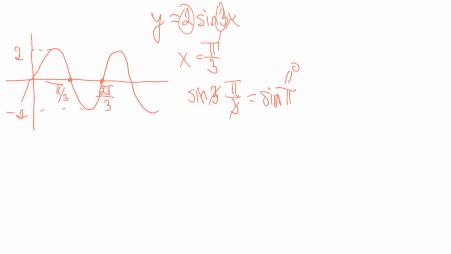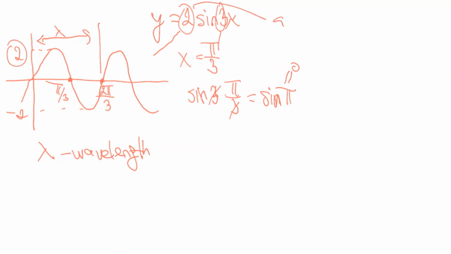And you see here, the distance starting from this point to here is called lambda. And you know that lambda is called the wavelength. The wavelength. And this number here, that is in front of my sine, let me write it here, it's called the amplitude.